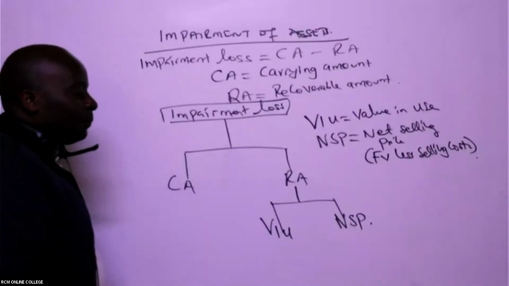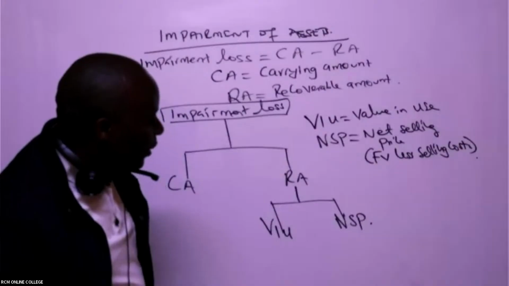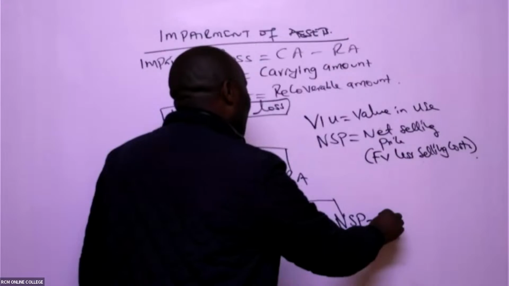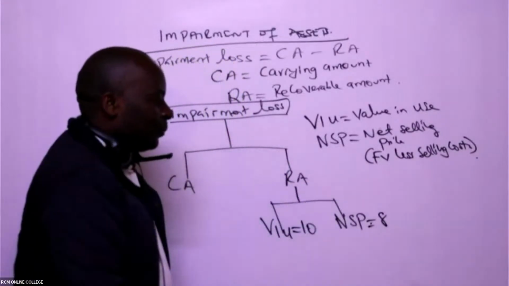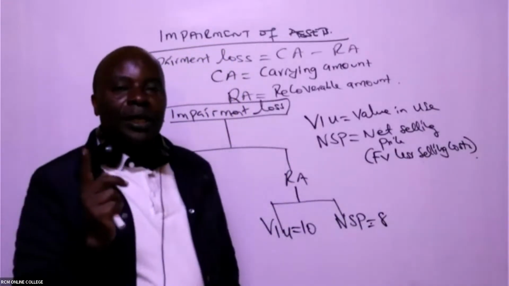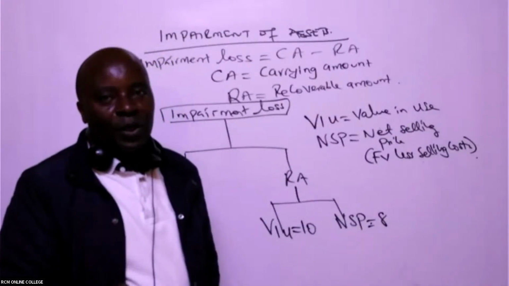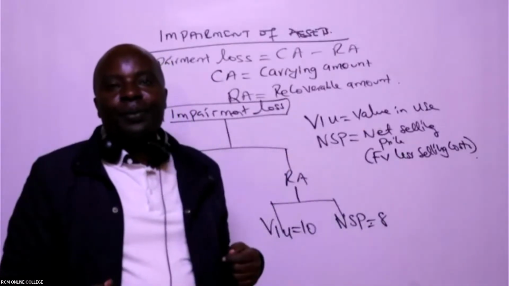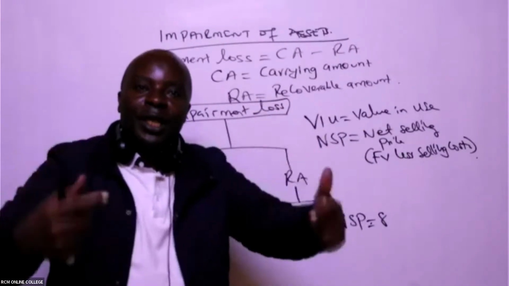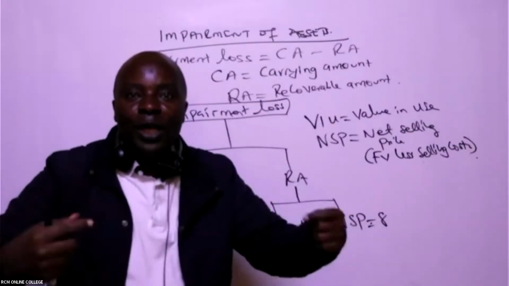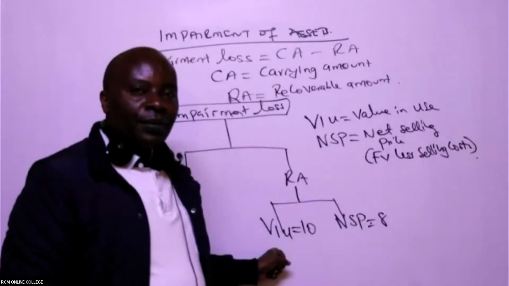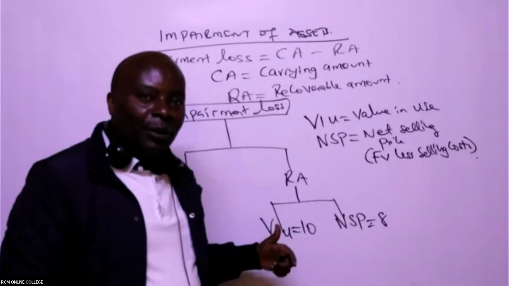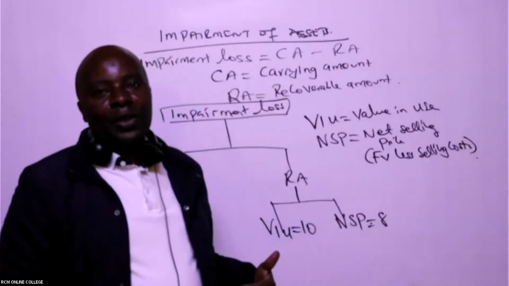So then remember, if, for example, ladies and gentlemen, we have here value in use is 10, and then this asset you can sell it for 8. You've got two options. So remember, there are two ways that you can recover money from your asset. Number one is to use this asset and generate cash flows. These cash flows are the ones you discount to get what we call value in use. The recoverable amount, that amount will be able to get by utilizing this asset.